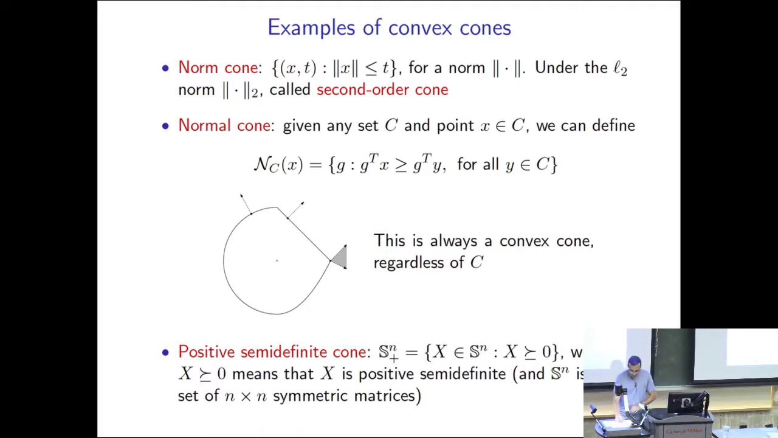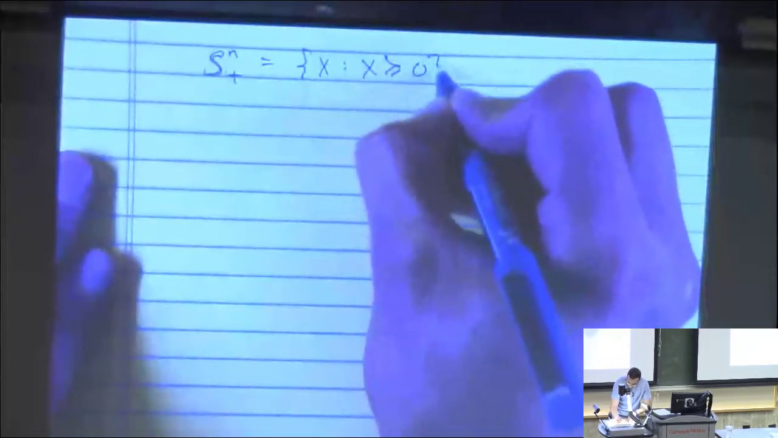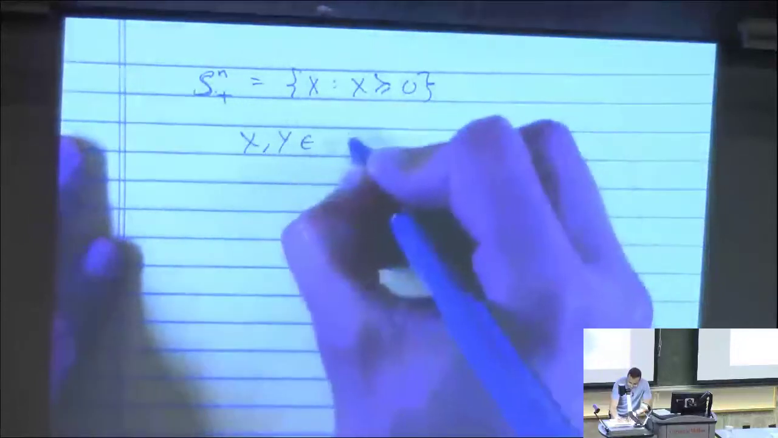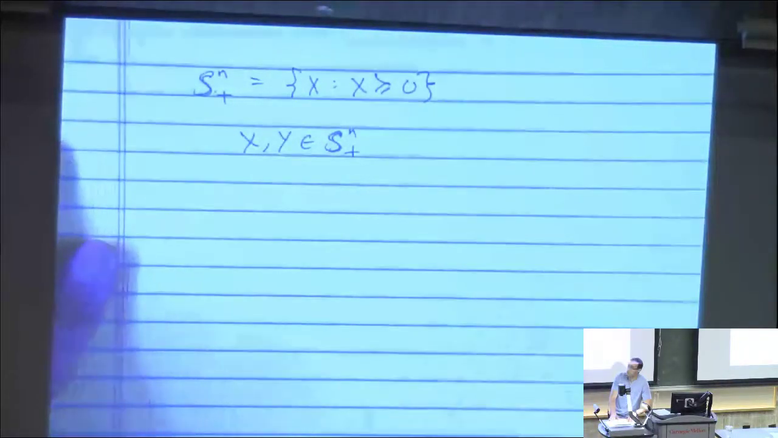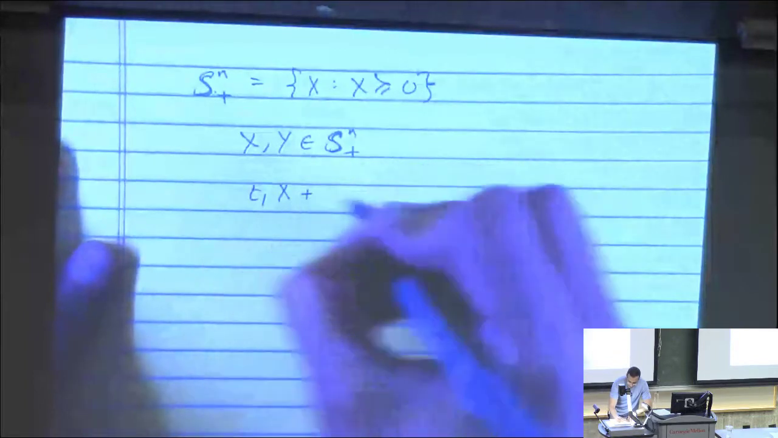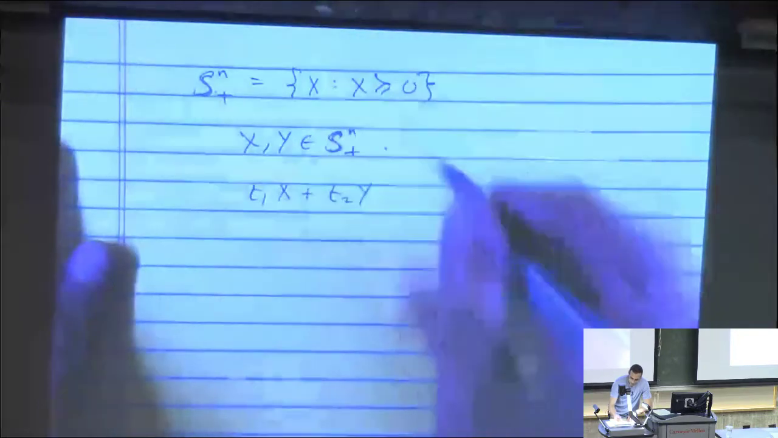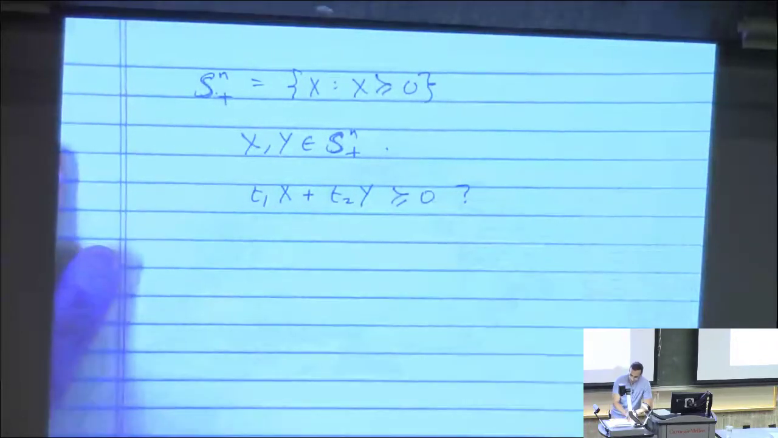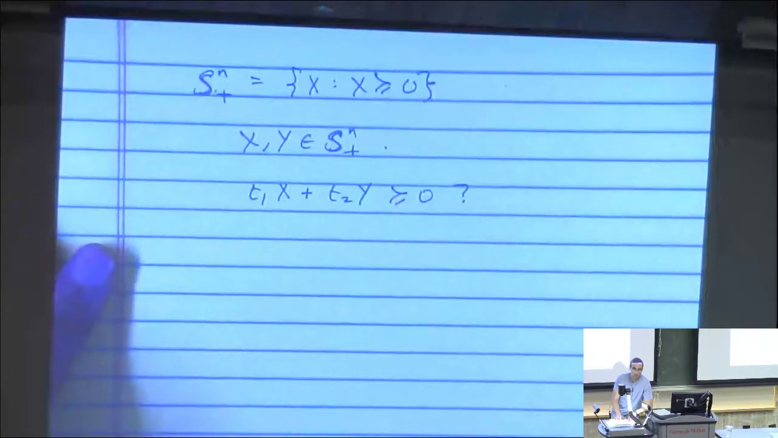Why don't we check that one? I've been telling you that you can check everything from the definition. Let's just check that one, okay? As an example. So let's take the set S n plus, the set of all x. I want to check it's a convex cone. I can just remember the definition. So let's suppose I have x and y that are symmetric n by n matrices that are also positive semi-definite. And now I want to take, as an example, t1x plus t2y for any non-negative t1 and t2. And I want to check if this is PSD. If that's true, then I will have checked that the positive semi-definite cone is a convex cone.